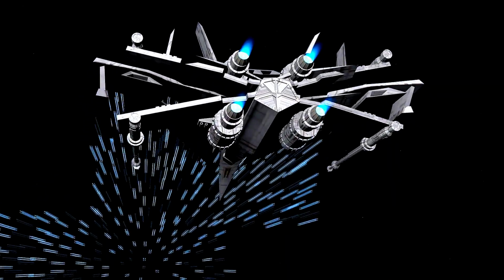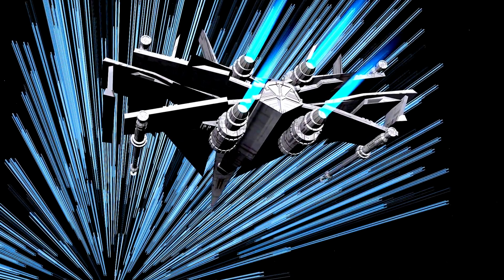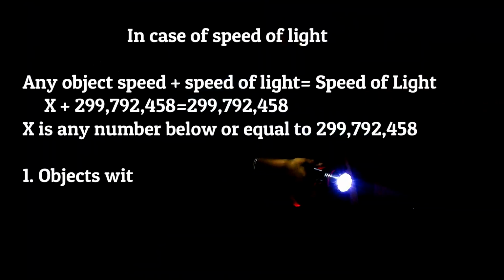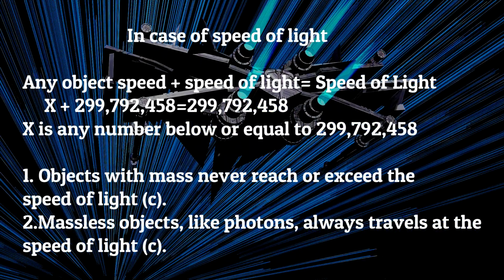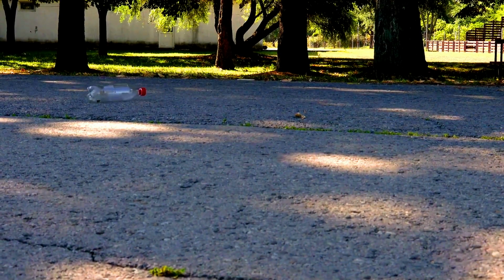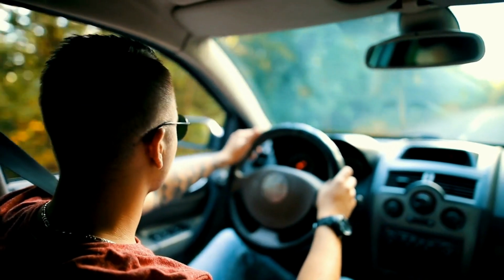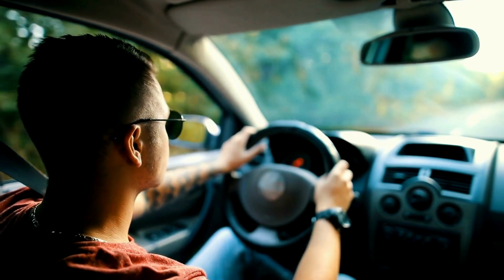If you're in a spaceship moving at half the speed of light and turn on a flashlight inside the spaceship, the light would still move away from you at the speed of light, not at the speed of light plus the speed of your spaceship. However, in real life, when you throw an object from a moving car, the speed of the object is the combination of your throwing speed and the speed of the car. This is because the object is already carrying the car's speed when you throw it.